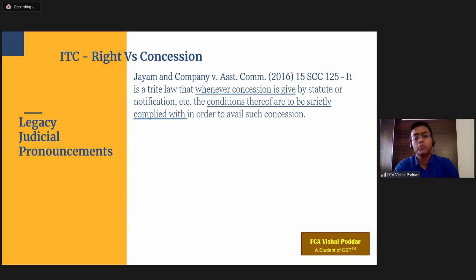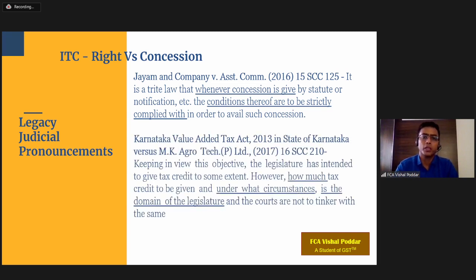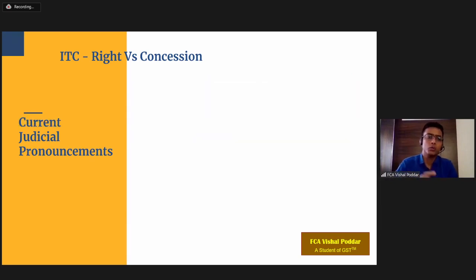Similarly, in Jayam Company's case, it has been clarified that whenever the law grants a concession, it can always put some underlying conditions which have to be strictly complied with. And once you comply with those conditions, only then are you eligible for that concession or right. Further, in the Karnataka value-added tax matter, the Honorable High Court has very clearly spelled out that how much credit, under what circumstances, how and when, are all in the rights of the legislature to decide.